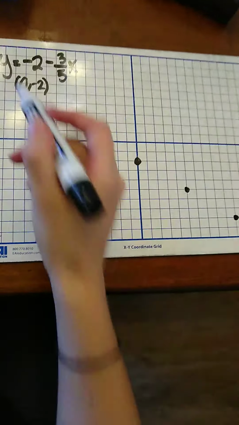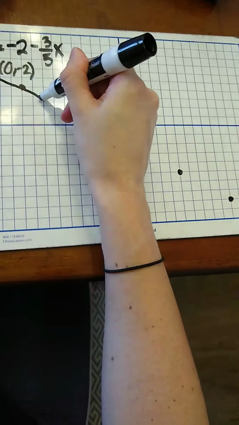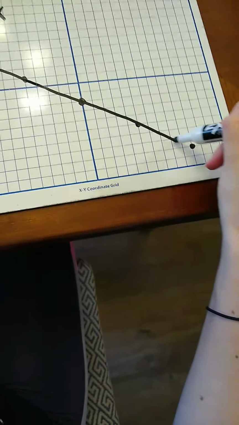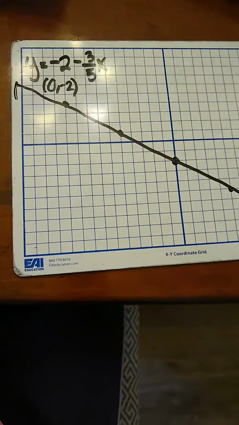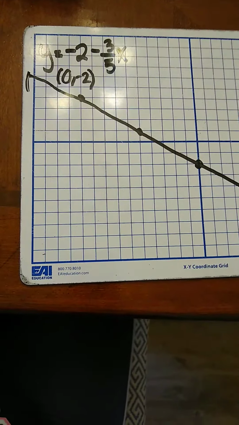And I've run out of space again. So at this point, I'm just going to do a very poorly drawn line through all of those. And I have graphed a line from standard form. Biggest takeaway from this is that you have to solve for y first before you can graph it.